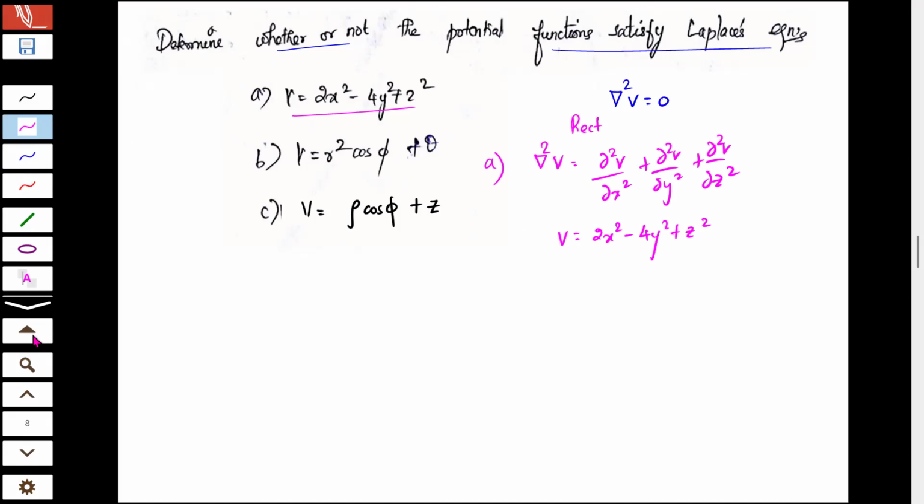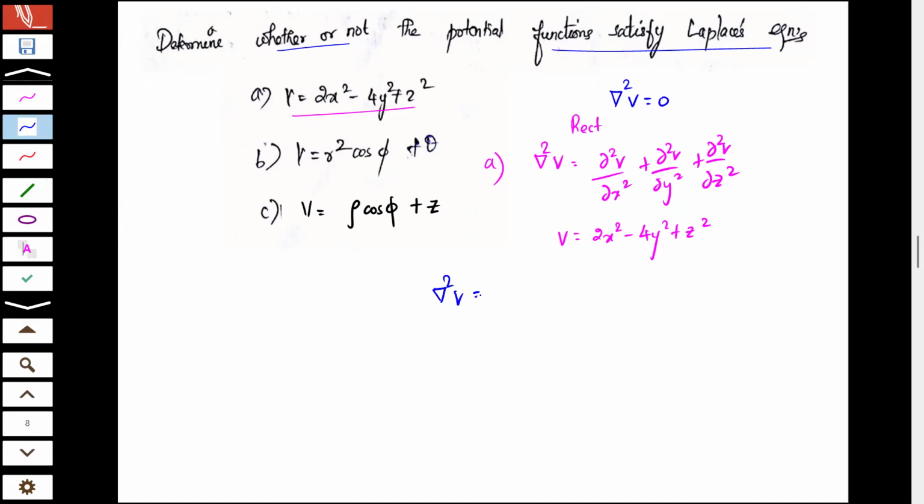Now, by checking whether the Laplace equation is satisfied or not, we should first find del square v and check whether it is becoming 0 or not. If this becomes 0, then we can say this is satisfying Laplace equation. Else, we can say the given potential function v doesn't satisfy Laplace equation. Let us work out and find whether the given potential function v satisfies the Laplace equation.